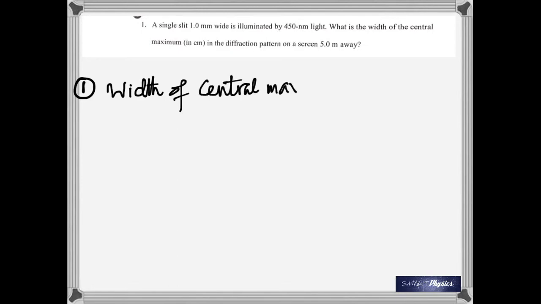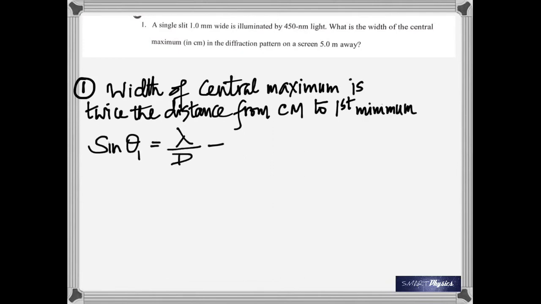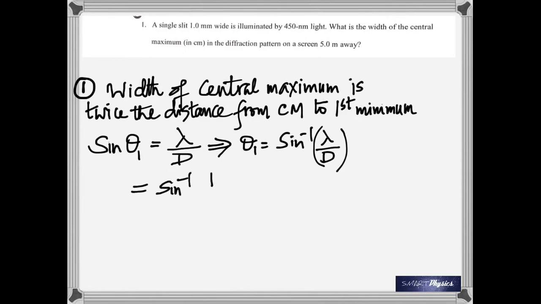And the condition for minimum in this case is the condition for maximum in the interference of two slits, right? So the condition for minimum is what we're going to use. The width of the central maximum is going to be twice the distance from the center to the first minimum. And sine theta 1, as we have seen, is lambda by d, where caps d is the distance of the slit from the screen. Therefore, you can find the angle.